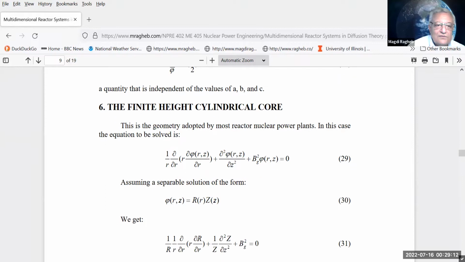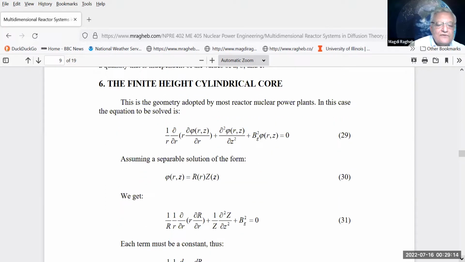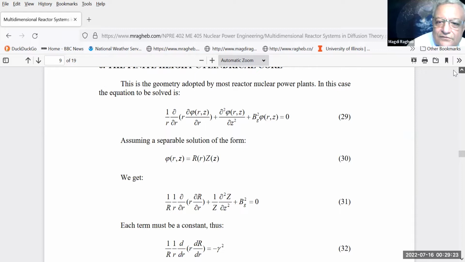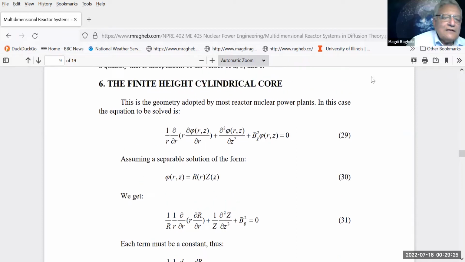The way to deal with it mathematically is the method of separation of variables. If you haven't seen it before, be patient with me. You'll find in the end that it's simpler than it looks. And the method of separation of variables suggests that if the flux is a function of both r, the cylindrical radius, and z, the cylindrical height, then I can substitute for that function, which is a function of r and z, a product of two functions. One is a function of r, and one is a function of z.